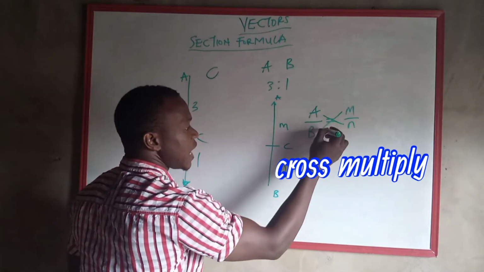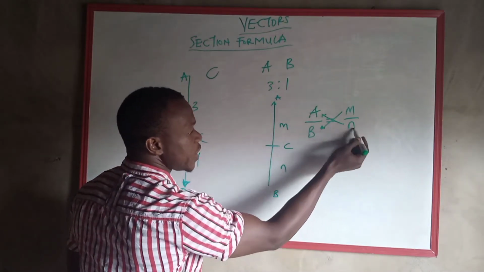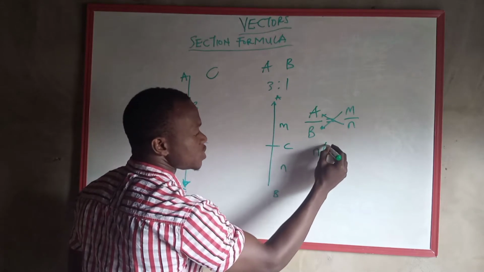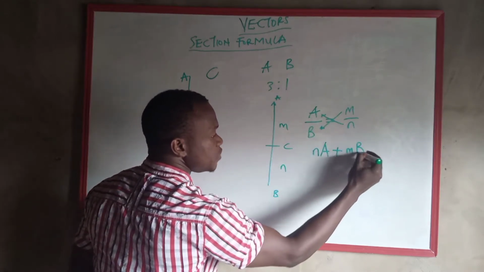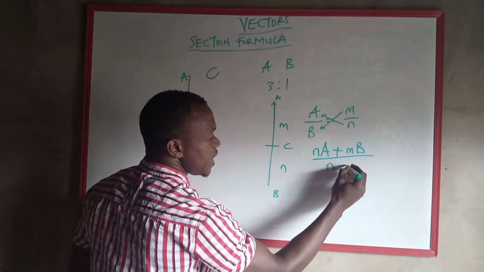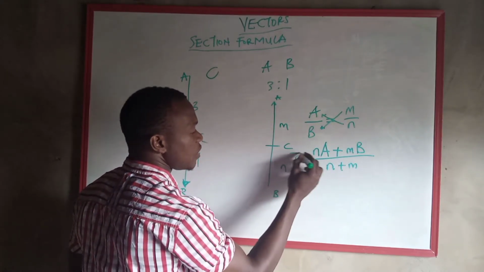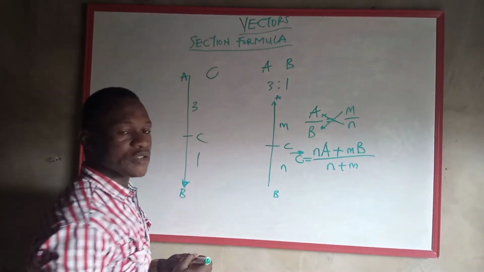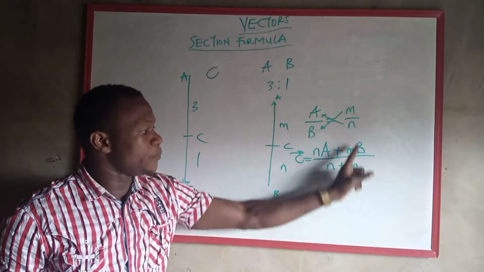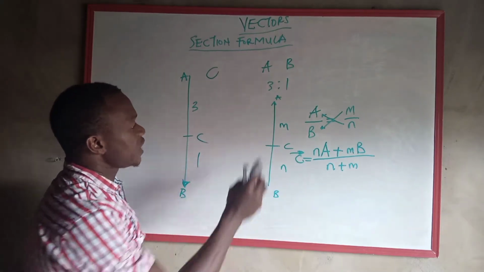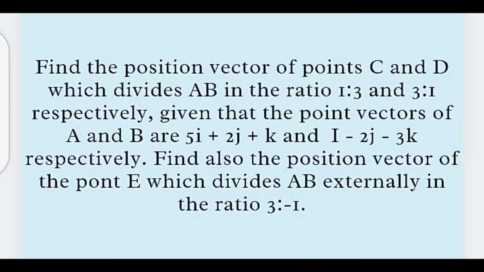So we cross multiply. This is how it goes. So n goes with A, plus m goes with B, then divided by n plus m. That gives us our vector C. That is how it goes. So n with A, m with B divided by m plus n gives us our vector C. Now let us take an example.